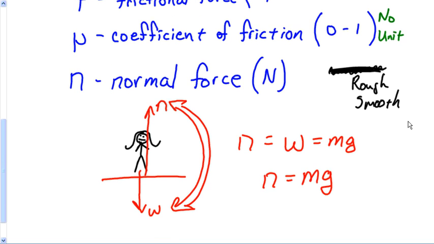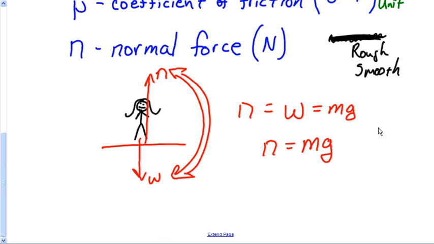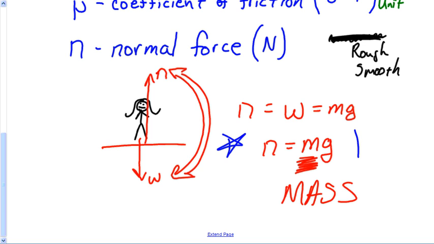Now I'm going to give you a little hint. When you're working these problems, if you see a mass in a problem, it's like guaranteed money. You're going to use this equation in friction problems.